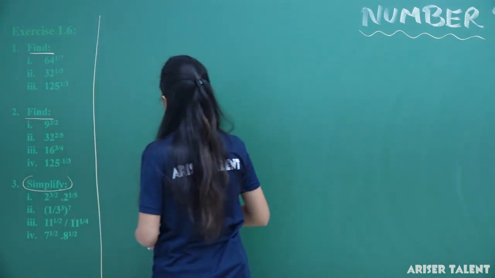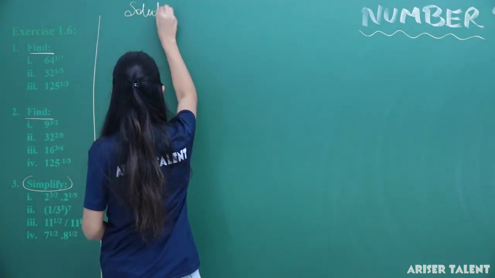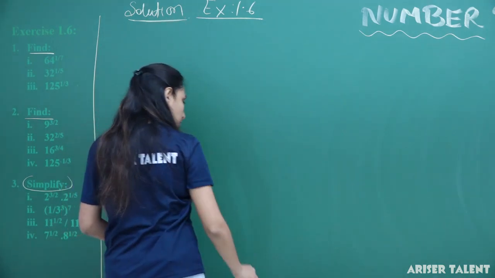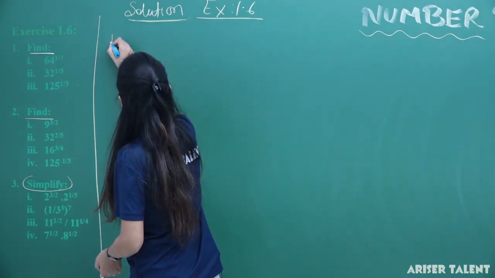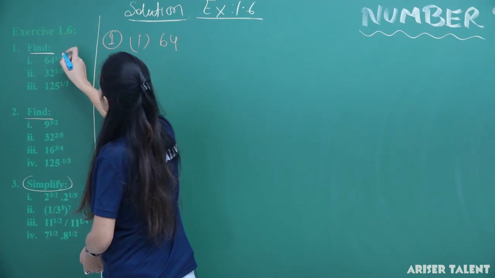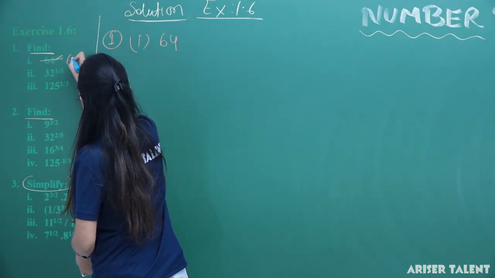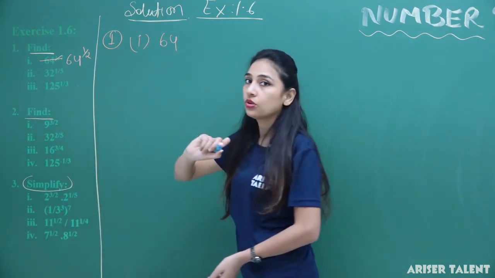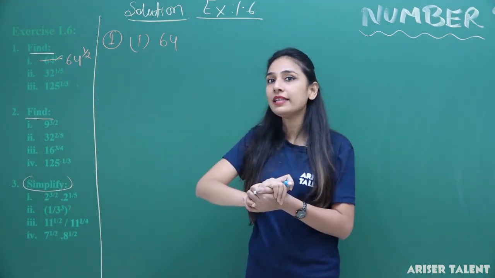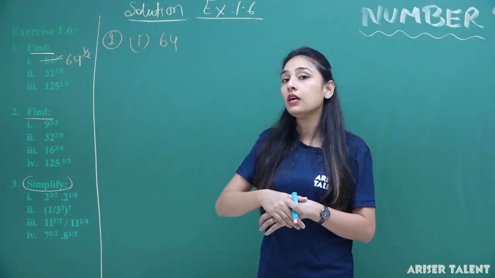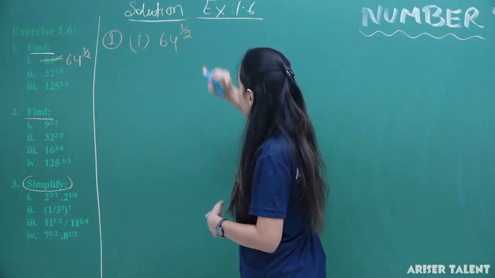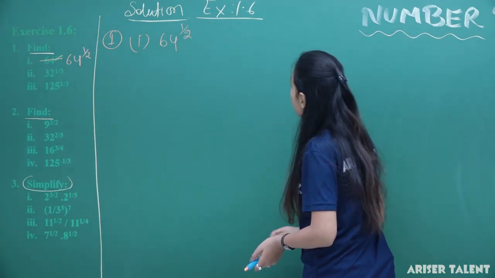So we are going to pick the very first solutions. Exercise 1.6. Now we are talking about this first question, and the first part of it is 64 raised to power 1 by 2. Correct this, it is not 1 by 7 here. This is 64 raised to power 1 by 2. I will tell you one more thing about this question, how it can be redefined. Now this 64 raised to power 1 by 2 is your question. How will you solve this?